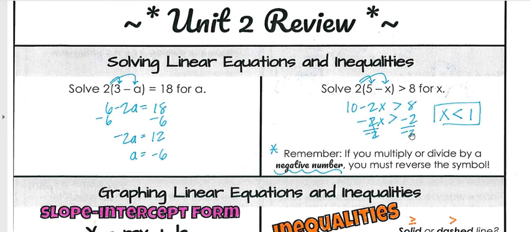The main difference between equations and inequalities when you're solving is if you multiply or divide by a negative number, you have to reverse the symbol of your inequality sign. So since I had greater than, it switches to less than because I divided by a negative.